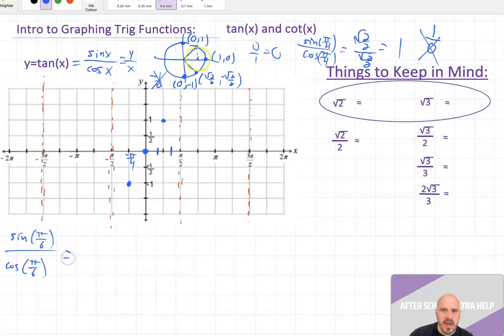All right, so at pi over 6, let's draw a new unit circle somewhere. Okay. That last one, kind of ugly, but that's okay. No, it's not okay.